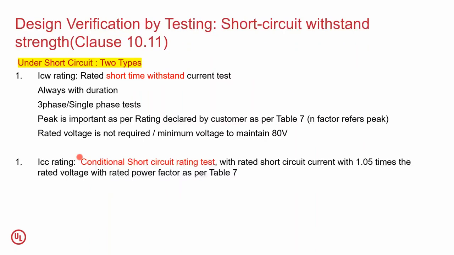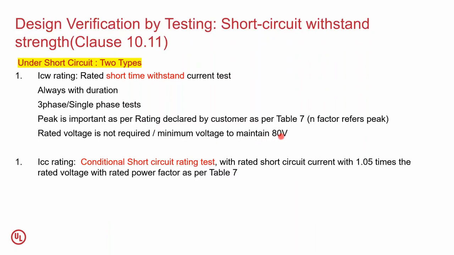Now you understood. Tell me, boss, what is the condition I need to meet? It means short circuit is okay, but there should be a conditional short circuit. What condition? In short time withstand current, they never mentioned conditional. Here they mention conditional. These conditions are to be understood from the standard: the rated short circuit current has to be with 1.5 times the rated voltage.